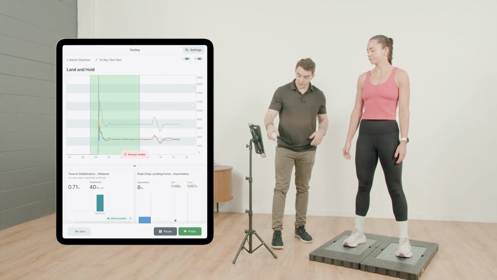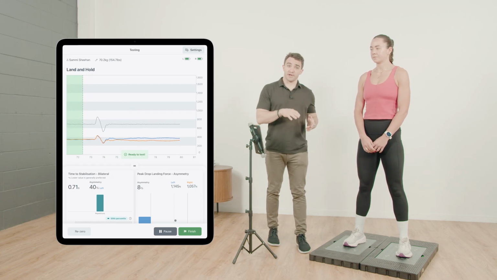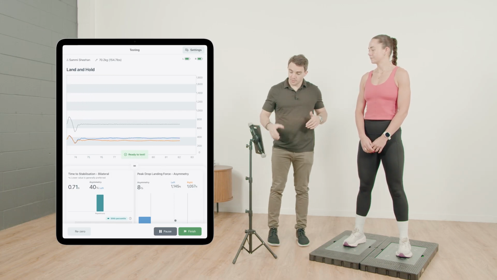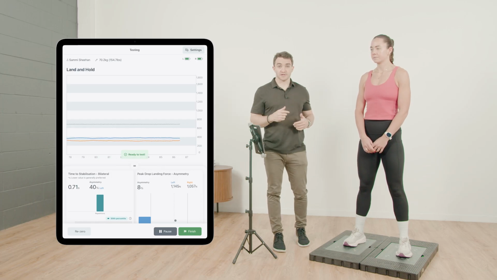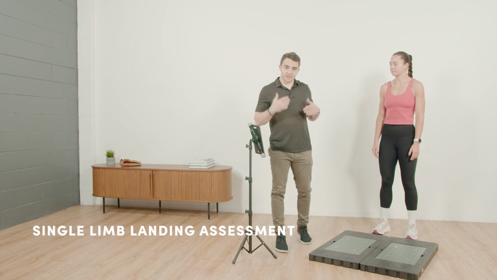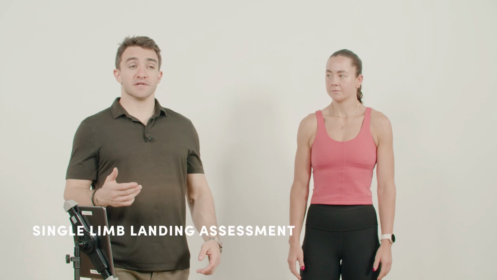Awesome. We're looking for time to stabilization, so how long it takes from when Sammy arrives on the force plates to reaching a point of no movement or stability. And we also look at the peak drop landing force, so how much force does she land with both sides, and compare the two. After we've conducted a double leg land and hold task and we look at our patient's ability to absorb force on both limbs, then we move to the single leg variation.